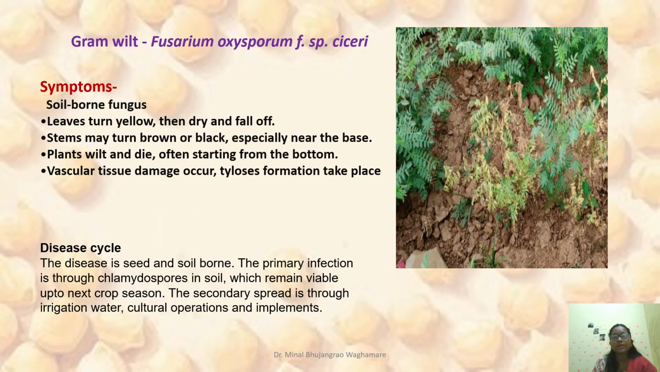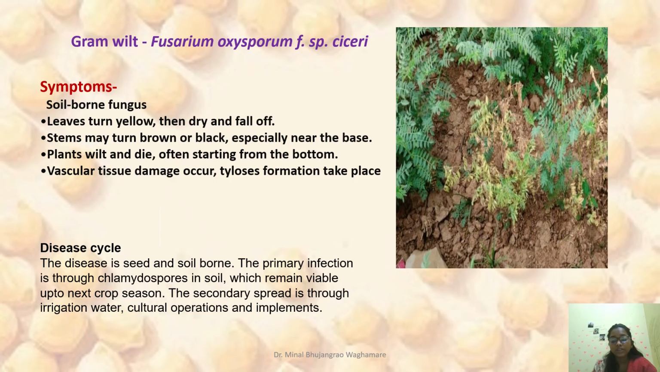In wilt, what happens? The pathogen will attack the vascular tissue of the plant. Vascular tissue consists of the xylem and phloem. Xylem helps in the conduction of water and phloem helps in the conduction of food. Once vascular tissue is damaged, the transportation of food and water to the plant gets stopped, and due to that, a wilting and drying appearance comes to the plant. In this, leaves turn yellow and ultimately dry and fall off.